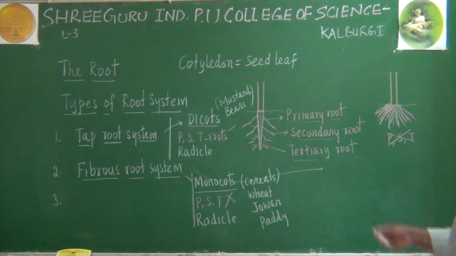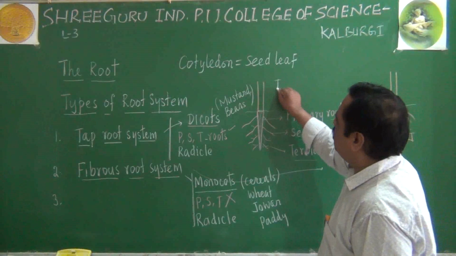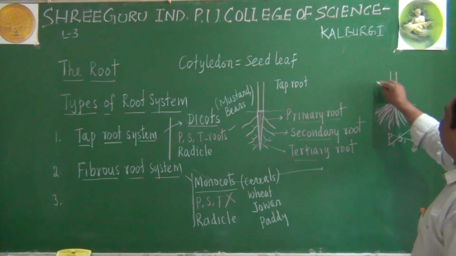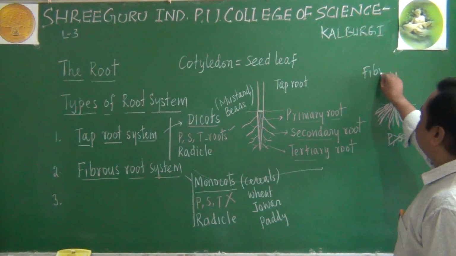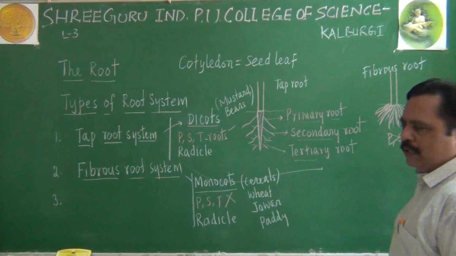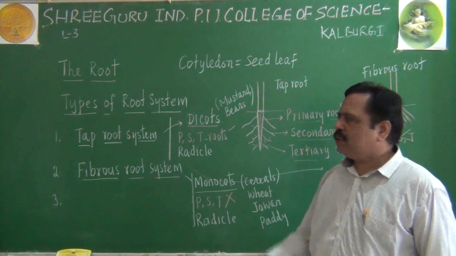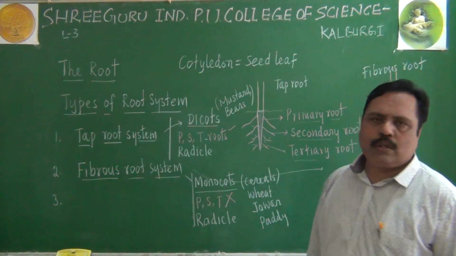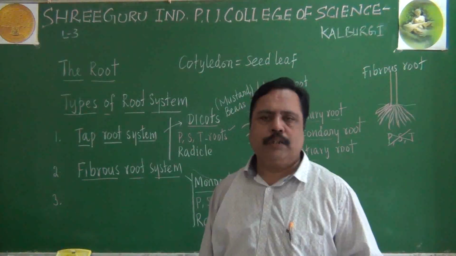So remember, this is the diagram for taproot and this is the diagram for fibrous root. Remember this point. Where do we see the fibrous root? In the monocot plant. Where do we see the taproot system? In the dicot plant. So I told you about two types of root system so far.